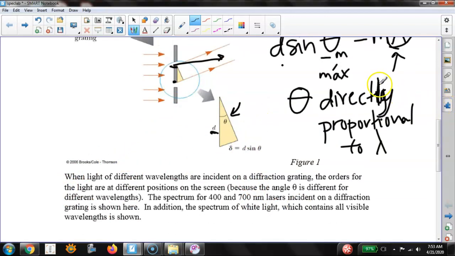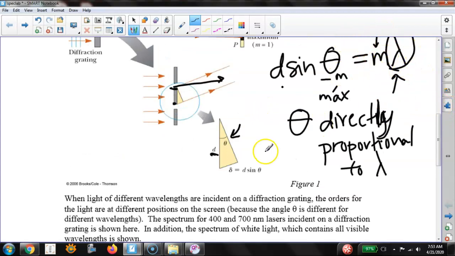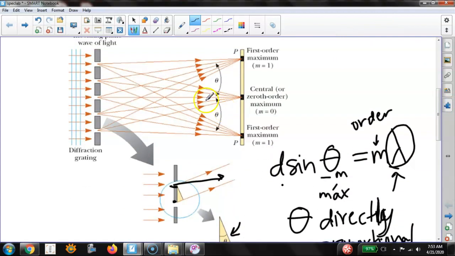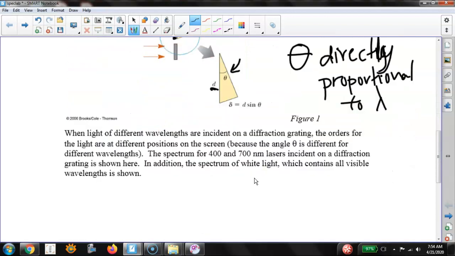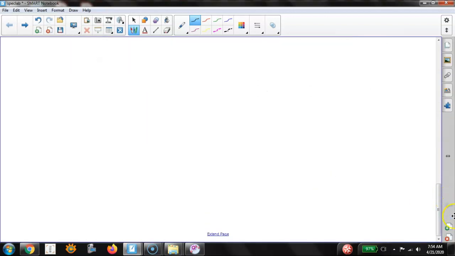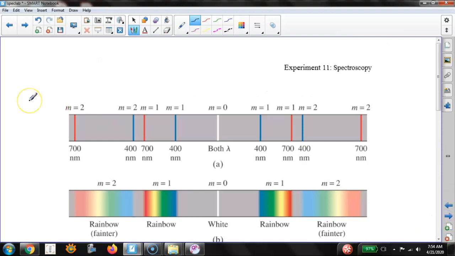Now I want to get back to this idea of order. Let's look at it first here before we switch to the next image. Order means that you get more than one spectrum when the light passes through. You have this direct path to the zero order, m equals 0, and then you have these bent paths to first order. Let's look at what that would look like on the next page of your lab manual.